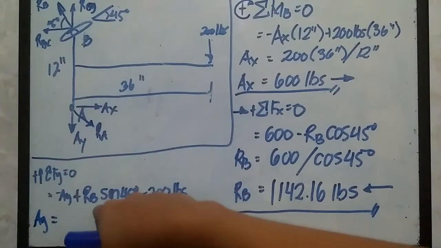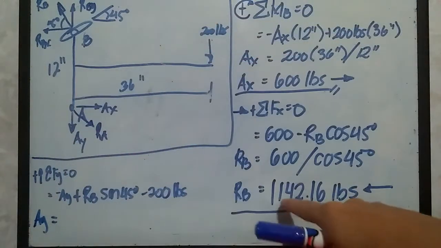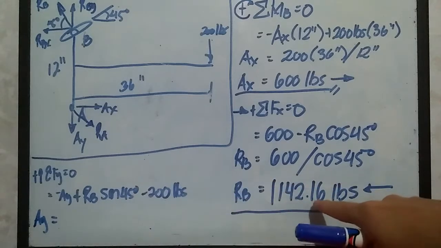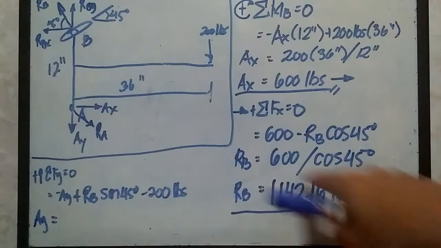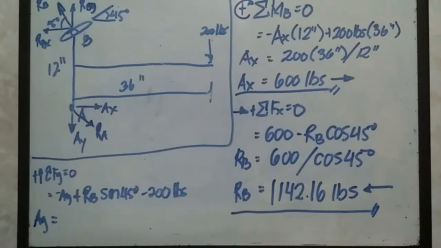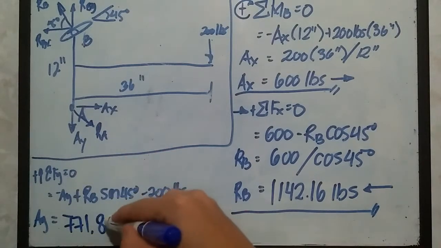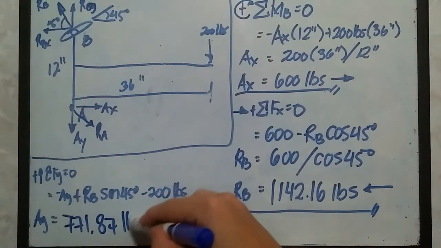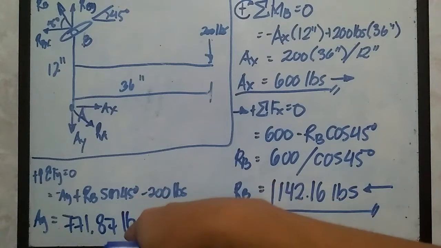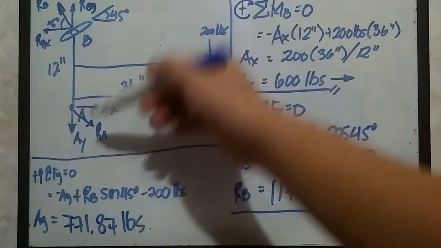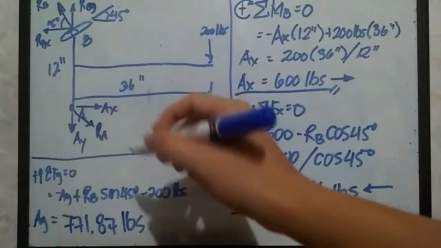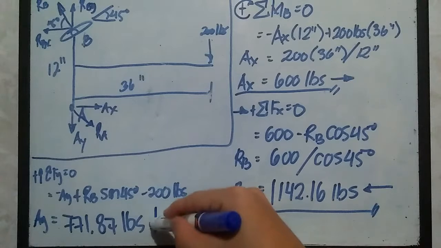Solving for A sub y, this is just a simple substitution because R sub B is simply 1142.16 pounds sine of 45 degrees. And solving for A sub y is 771.87 pounds. Since we have a positive answer, it means that A sub y going downward for our initial assumption is correct.